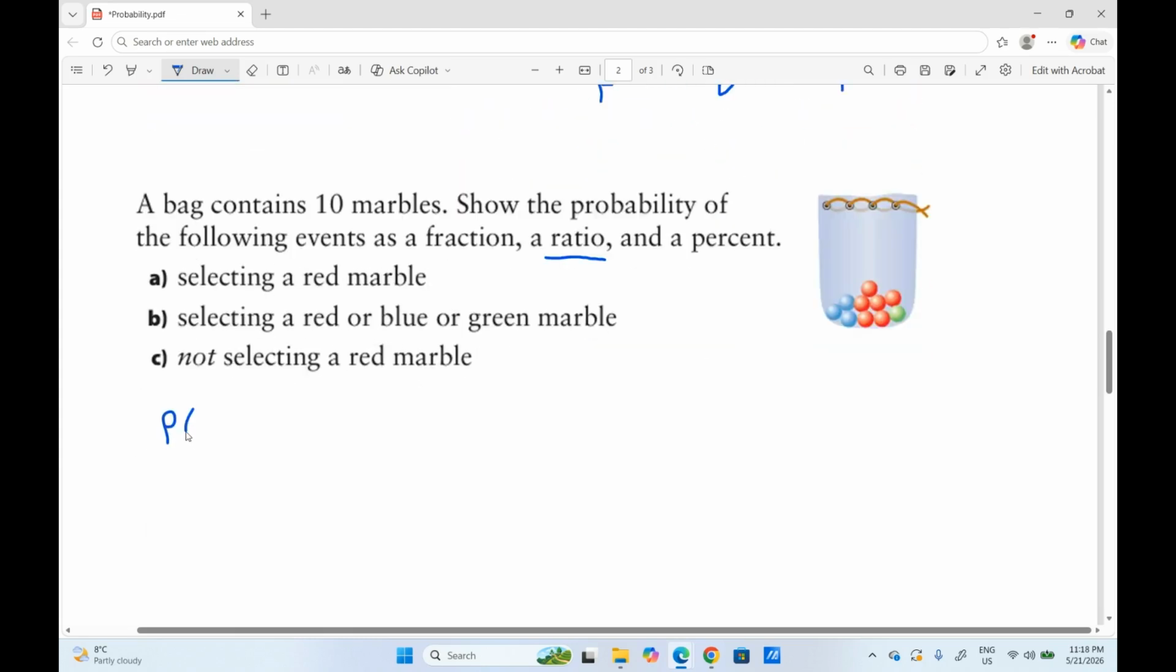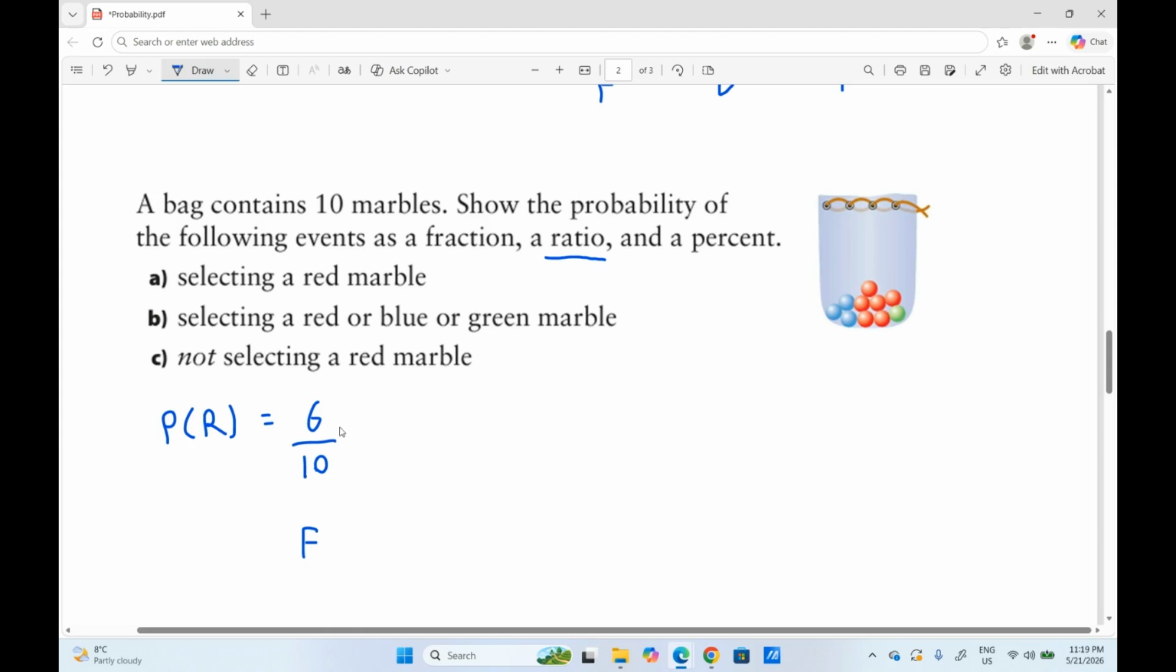So for the probability of selecting red, I'll let R be red. My favorable outcomes are the red marbles. So in the bag, I have 1, 2, 3, 4, 5, 6 red marbles, as you can see in this picture over here. So I'm going to write 6 for the number of red marbles. Now it says the bag contains 10 marbles in total. That's my total possible outcomes. So 6 over 10 is going to be my answer as a fraction, right? So this is my answer as a fraction for the chance of selecting a red marble out of the bag.